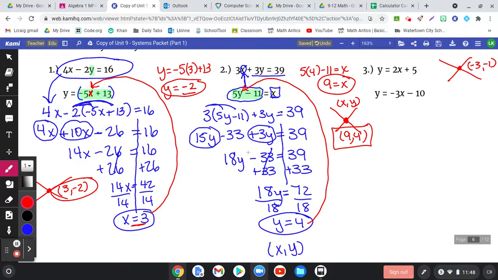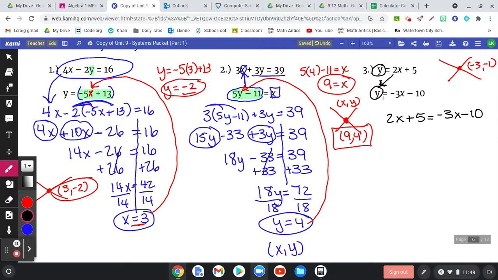All right, but sometimes they'll specify you have to solve by substitution. Well, if you notice, they both say y equals. So if they both are equal to y, then they're both equal to each other. So why don't I plug this? Instead of writing y equals, we'll set them equal to each other. 2x plus 5 equals -3x minus 10.